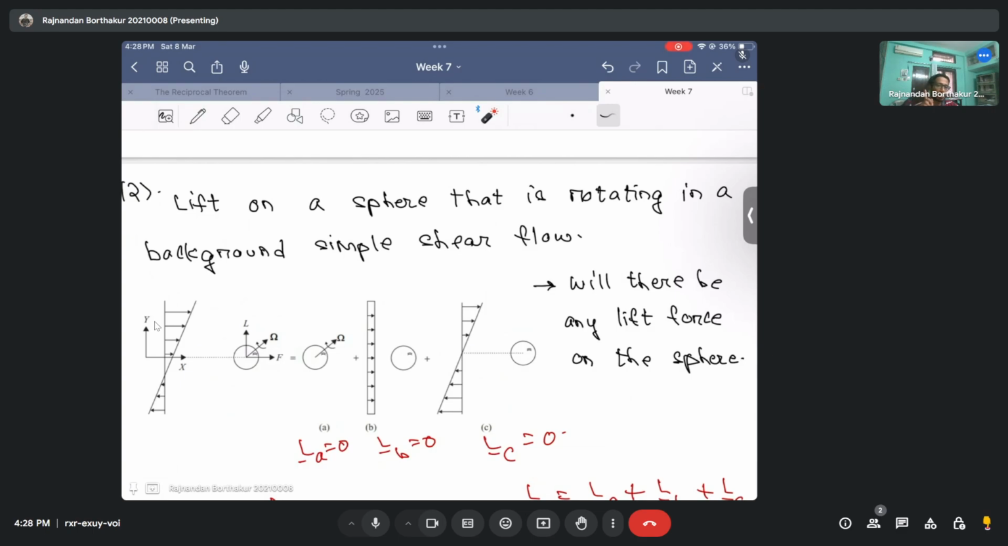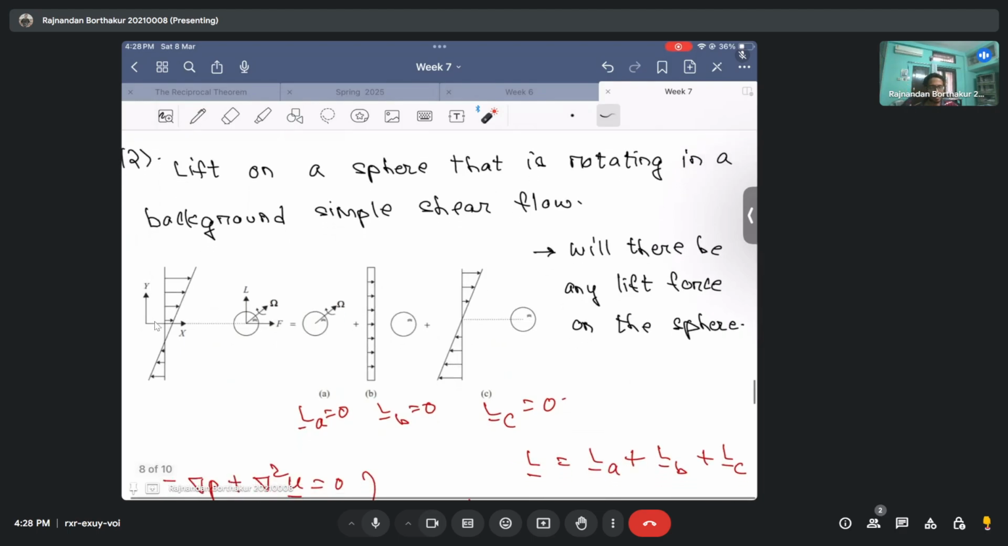But again, this is not possible if I have inertia in the picture, and there are papers which show that indeed the sphere experiences a lift if there is inertia. Even if there are weak inertial forces, the sphere will experience a lift. But if there is no inertia, that is, in the limit of creeping flows, the sphere won't experience any lift.